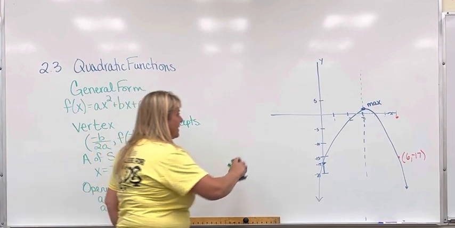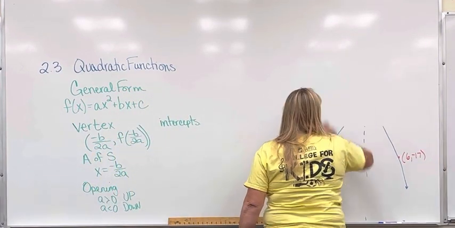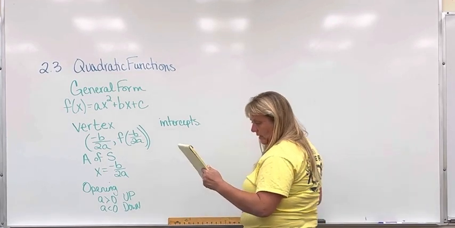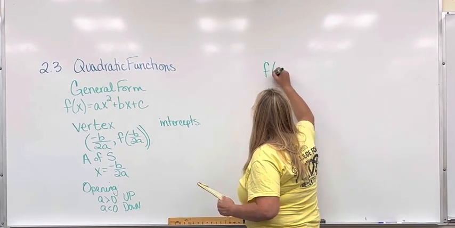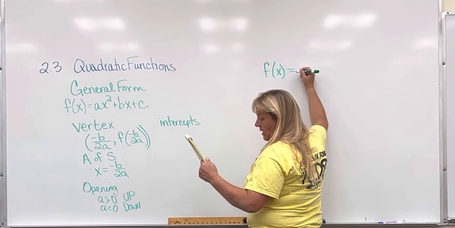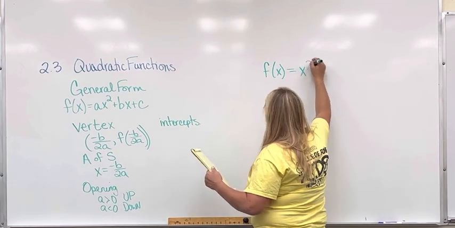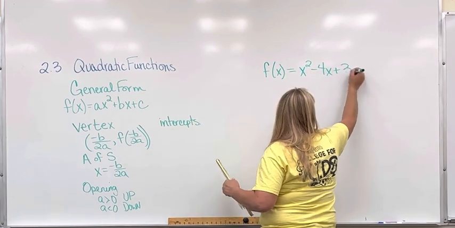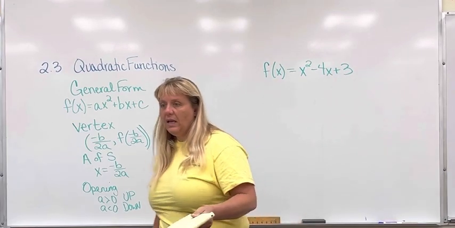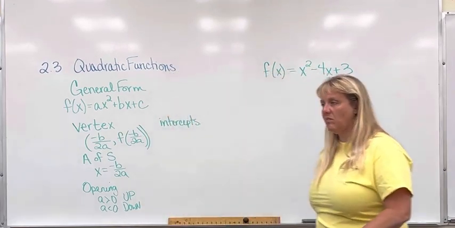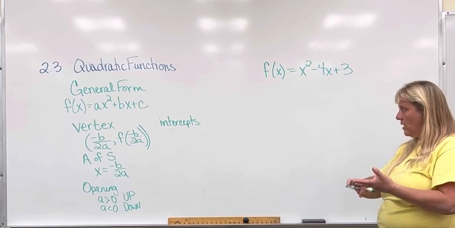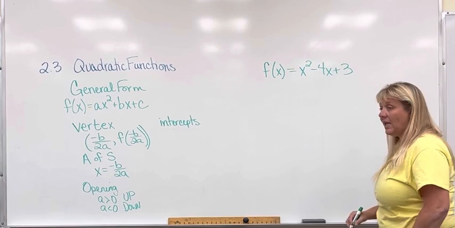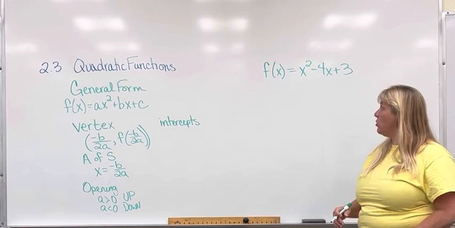So let me give you an example, and we'll see if we can graph these. Let's go with this one. The first one I'm giving you is f of x is x squared minus 4x plus 3. And again, it's going to ask you for all of those same things: vertex, axis of symmetry, opening, intercepts. You're going to find all of them, and then we're going to use that all to get a nice graph with at least 3 points on it.